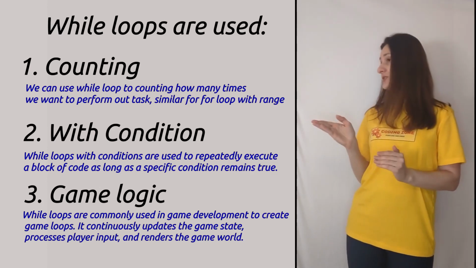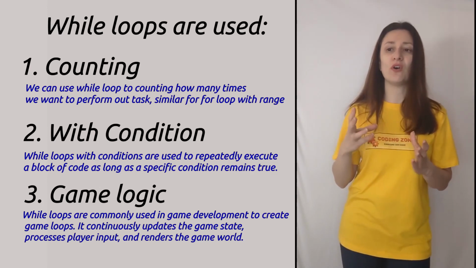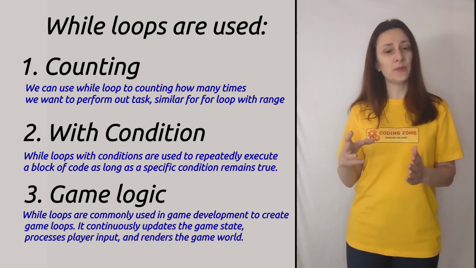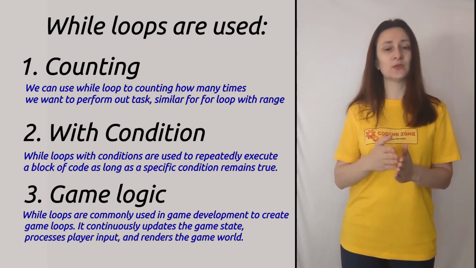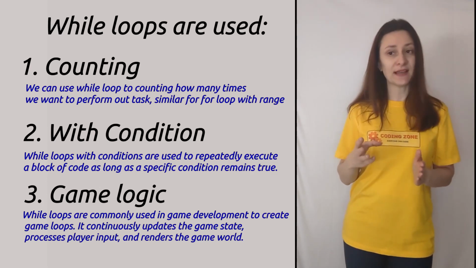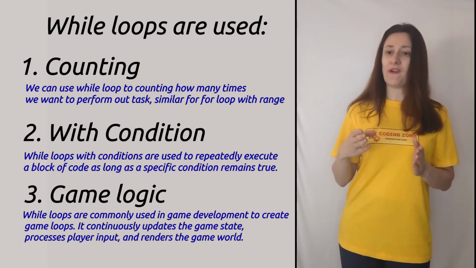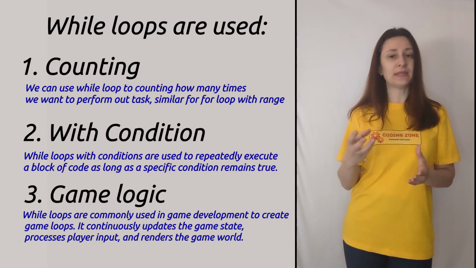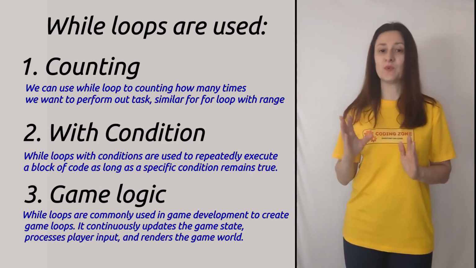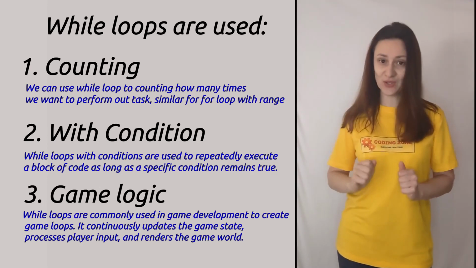Second example is condition. While loops with conditions are used to repeatedly execute a block of code as long as a specified condition remains true. For example, we can keep drawing our circles until we reach end of a screen. While loops are also commonly used in game development to create game loops. A game loop is a crucial part of any game, and it continuously updates some game logic, game state, player inputs. Now let's move to examples, and I'll demonstrate how to use for and while loops.